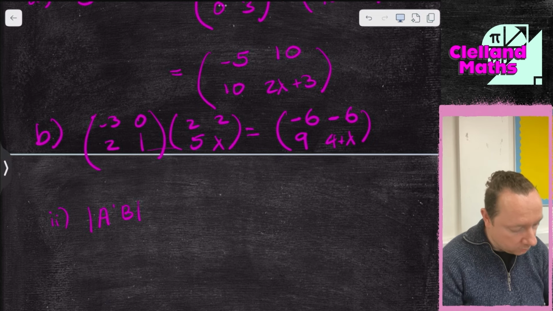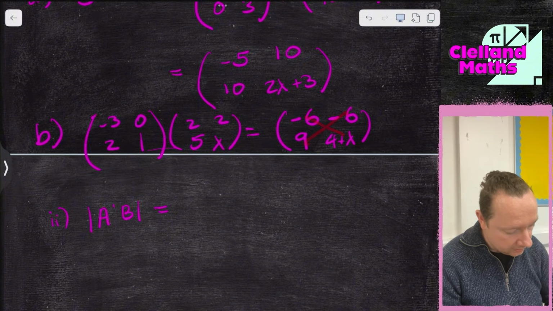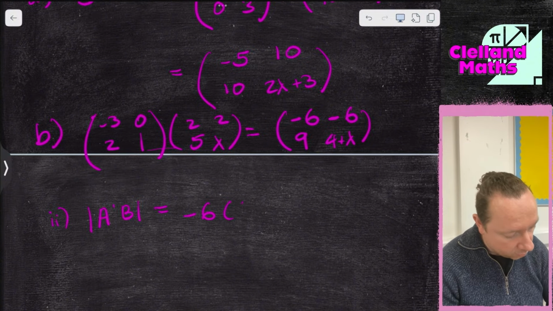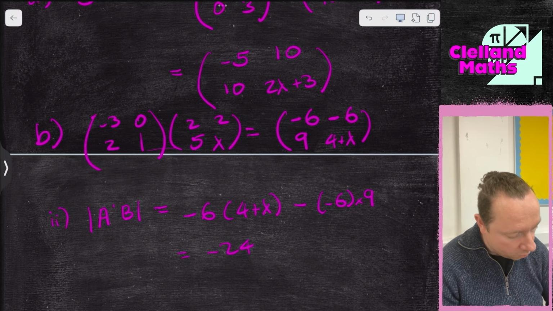So the determinant of a 2 by 2 matrix is just this times this minus that times that. So we've got minus 6, 4 plus lambda, minus 6 times 9. So that gives me minus 24 minus 6 lambda. A minus times a minus is a plus, so plus 54. That gives me 30 minus 6 lambda.